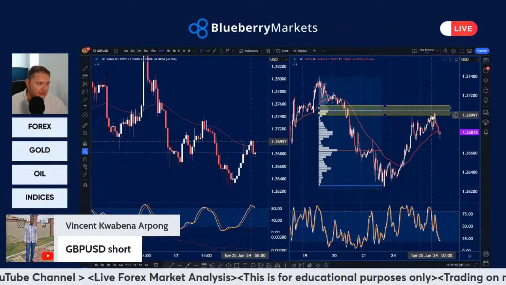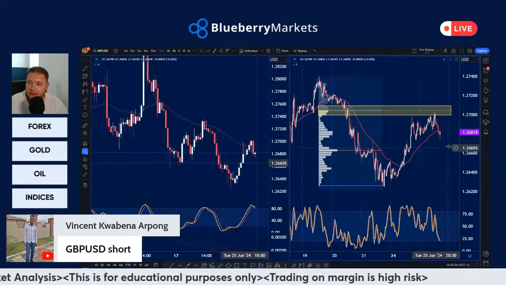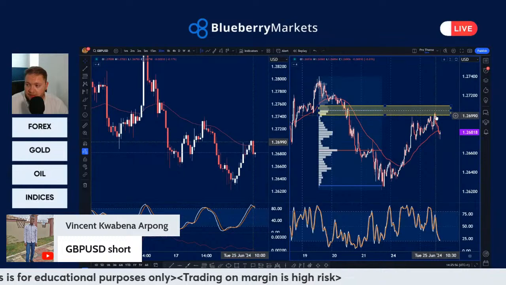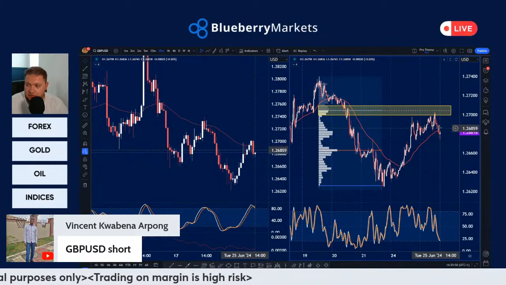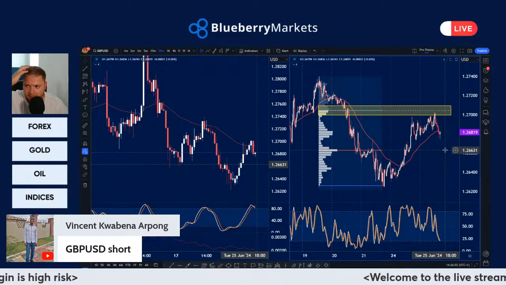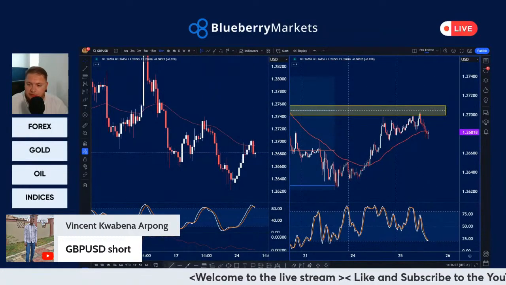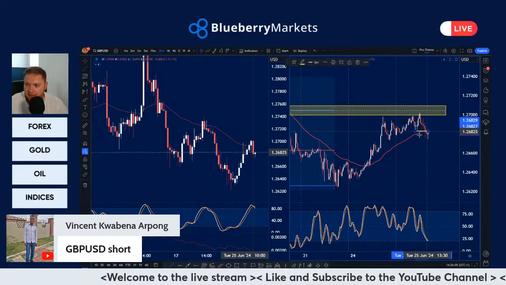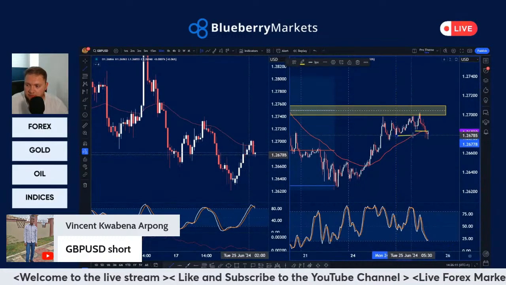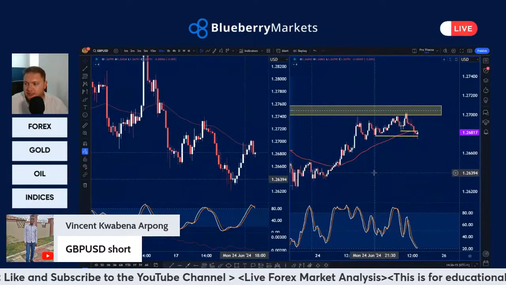Also, I quite like the fact that it's the psychological number of 127. And we did get a short reaction from there, a nice little rejection of about 20 pips, which is good. We're also breaking through structure points now, so the market is breaking these swing lows. Haven't got a close below that low yet, but, you know, potential.